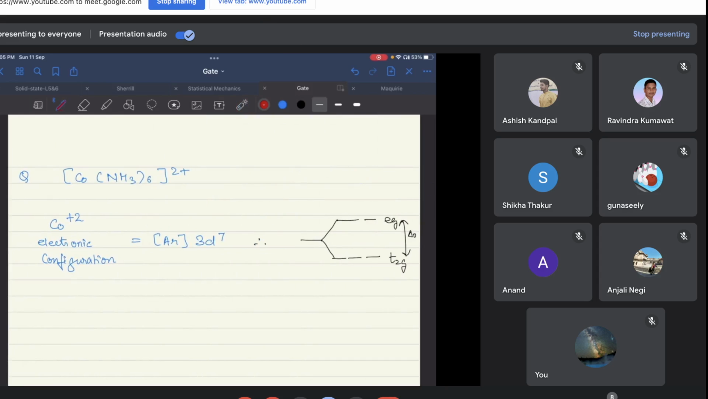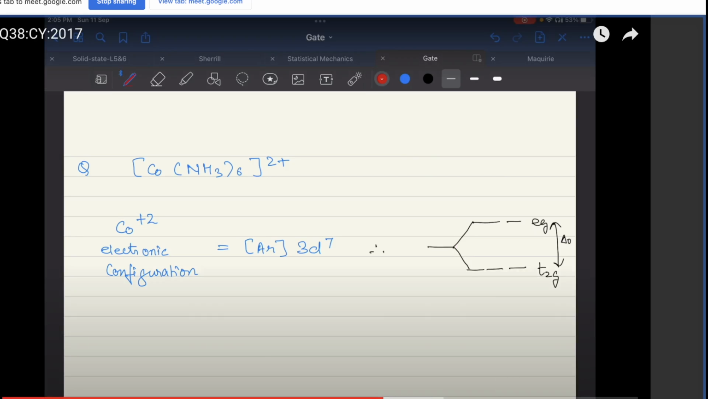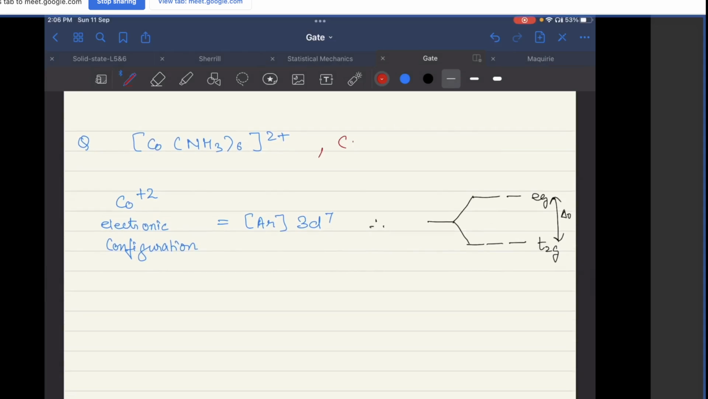Now let's solve our question. My question was to find out the CFSE of the given complex. For the given complex, my cobalt is in 2 plus oxidation state, where I can write the electronic configuration as 3d7. Before I fill up the electrons in the t2g and eg orbitals of my complex, I should first note 2 points.